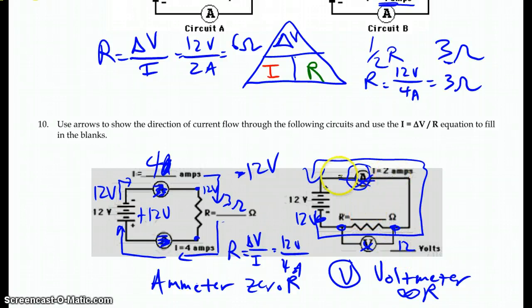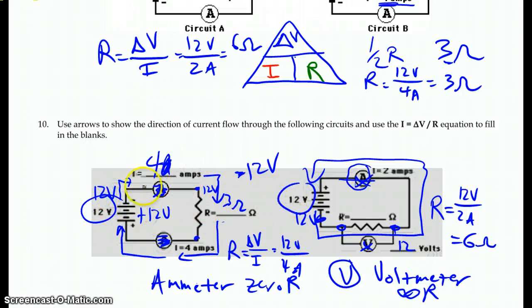Since we know that the current, there's again only one loop here, so the current has to be 2 amps everywhere. So we can now calculate the R as delta V, 12 volts, over the current I of 2 amps, and we have 6 ohms.